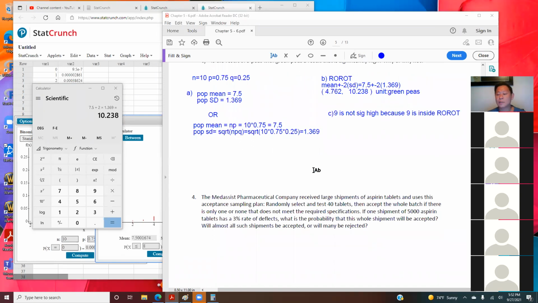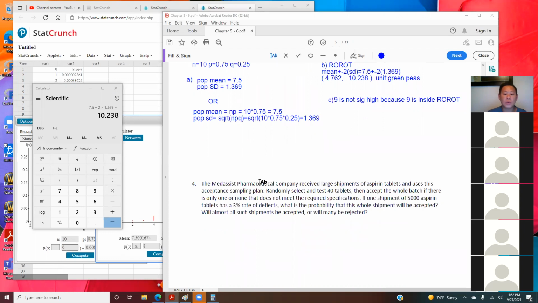So let's read the last question here. The MedAssist Pharmaceutical Company received a large shipment of aspirin and used this sampling plan: randomly select and test 40 tablets. Accept the batch if there is one or none that fail the requirement. Out of the shipment of 5,000 aspirin, the rate is a 3% defect rate. What is the probability that this whole shipment will be accepted?